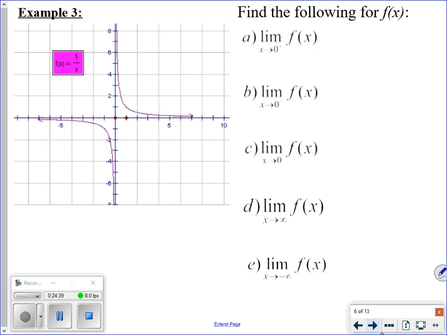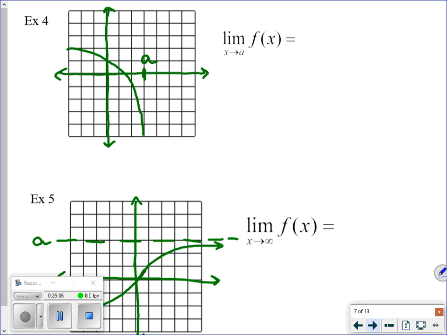I would like for you to try this problem on your own. This is the function 1 over x. See if you can get these limits. You've got a left and right limit, some generic limits, and then D and E are doing limits to infinity. And you've seen limits to infinity before. That's how x is going either to the right for positive infinity or to the left for negative infinity. And you've seen that before as end behavior, which is kind of what I've got right here.